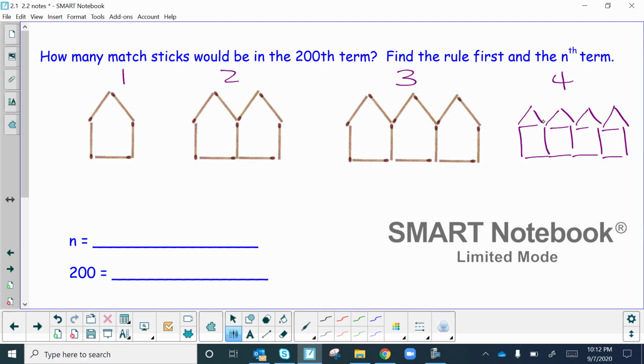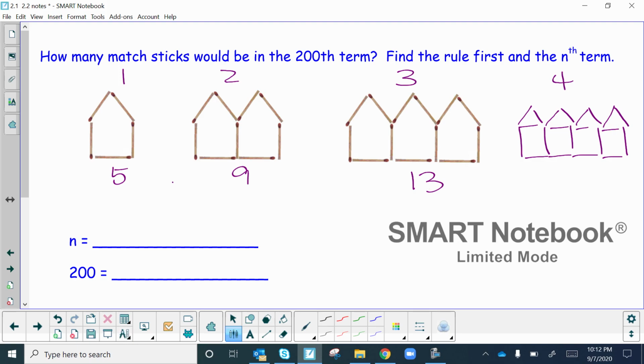Okay, so there's my matchsticks. I even drew the fourth one. Now let's figure out the quantity, because that's what the question is. How many matchsticks would be in that? Well, how many matchsticks are in the first picture? 5. How many matchsticks are in the second? 1, 2, 3, 4, 5, 6, 7, 8, 9. 9 matchsticks. Right here, 1, 2, 3, 4, 5, 6, 7, 8, 9, 10, 11, 12, 13 matchsticks, okay? I'm not even going to count the matchsticks in the one that I drew.